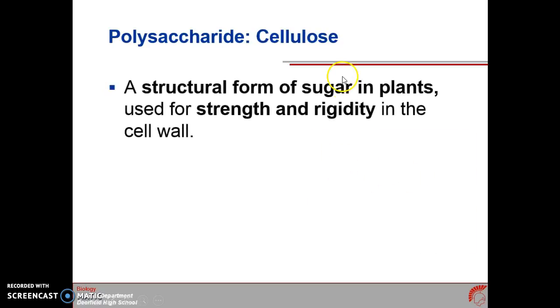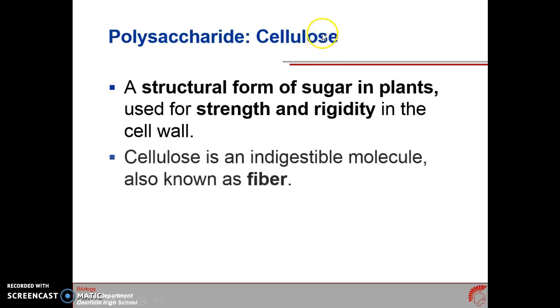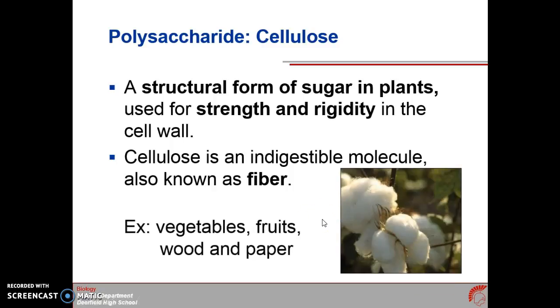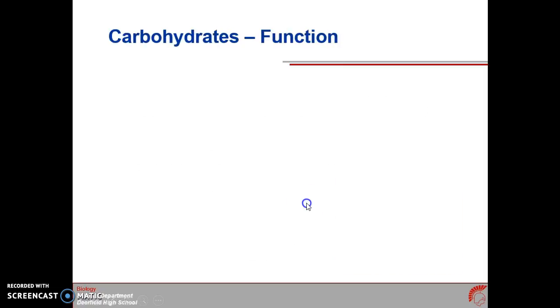A structural form of sugar in plants is important because it gives it strength and rigidity, and it's found in the cell wall of all plants, the cellulose. When we study plant cells, we'll look at what that cellulose looks like in the cell wall, but the cellulose is indigestible, and it's known as fiber. So plants, fruits, wood, and paper have a lot of fiber, believe it or not. Here's cotton. Cotton contains cellulose in its cell walls.